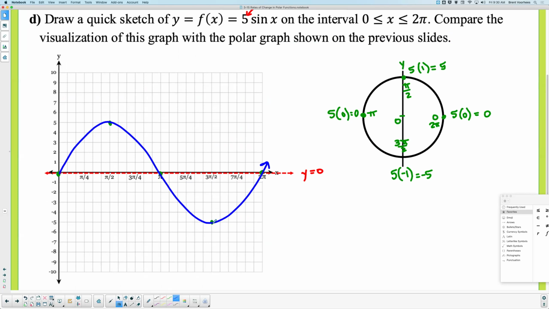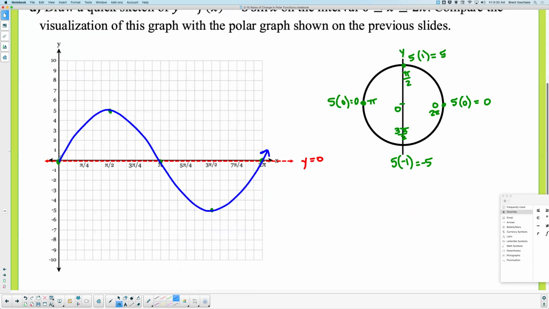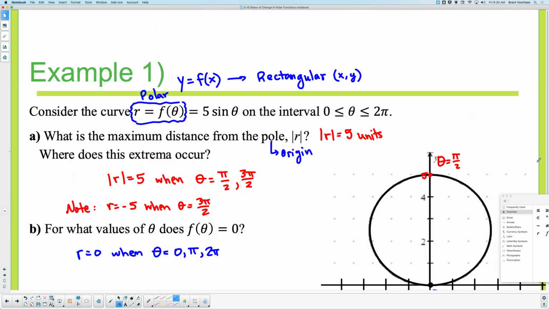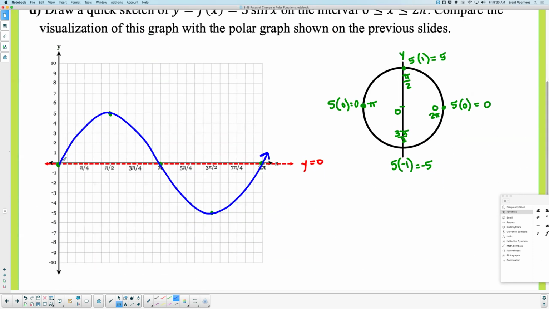Yeah, and on part B, we said r equals 0 at three locations, 0, pi, and 2 pi. Do we have zeros at 0, pi, and 2 pi? Absolutely do. And then finally on part C, we said the function increases from 0 to pi over 2 and 3 pi over 2 to 2 pi. Does this function increase from 0 to pi over 2? Does it increase from 3 pi over 2 to 2 pi? And what's it do in between? Decrease. So we did all of our parts correctly. So I'm just showing you how I'm comparing the two, polar and rectangular again.